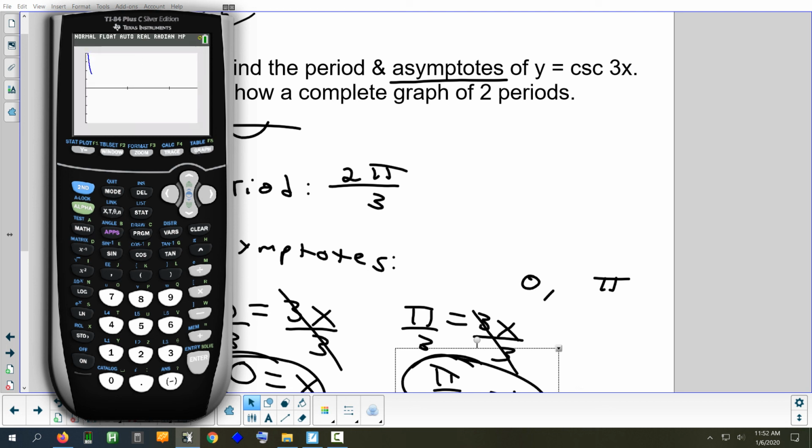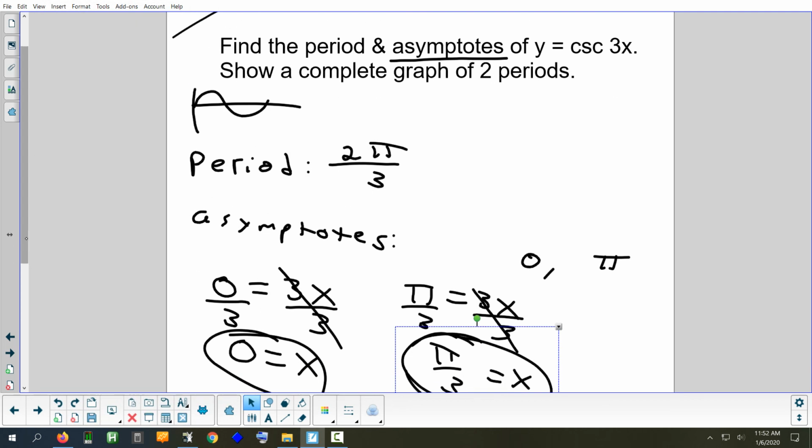Let's see how we did. So there's half a cycle. There's one full cycle. That's 1.5 cycles. And 2 full cycles. 2 U-shapes, 2 N-shapes. Perfect. And we didn't even cut a cycle off in the middle this time. It's even better. Any questions on that?